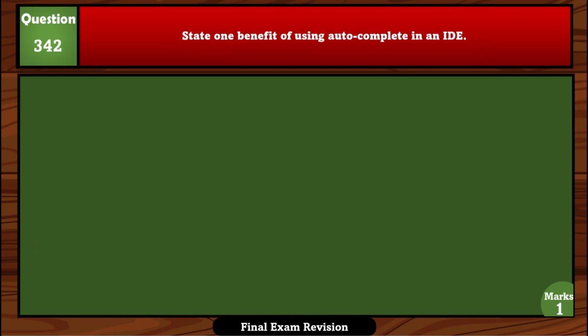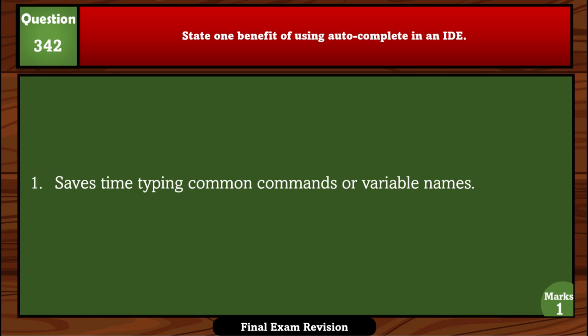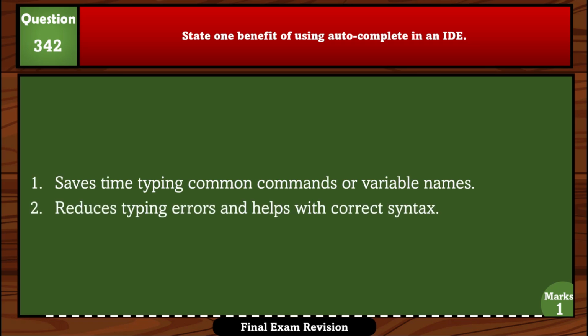Question 342. State one benefit of using autocomplete in an IDE. Saves time typing common commands or variable names, reduces typing errors, and helps with correct syntax.